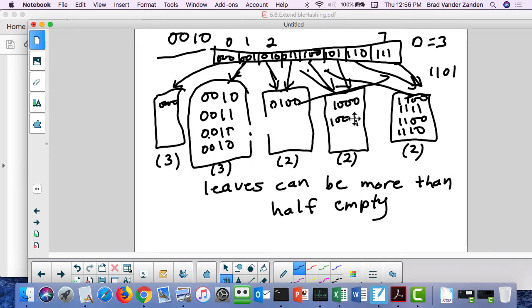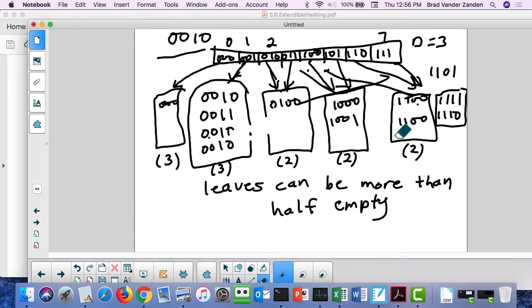So we'd have a new block. Actually, the ones need to move this time. So 1111 moves, 1110 moves off to a new block. And in this block, we no longer have the 1111 or the 1110, but we can add this 1101 now.